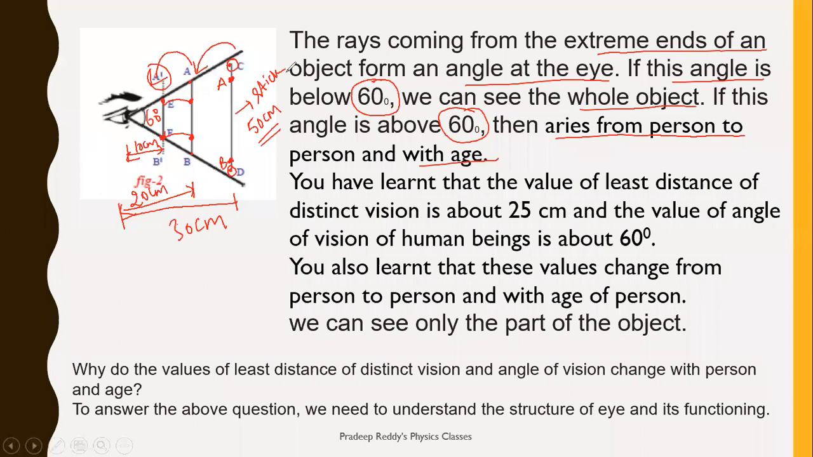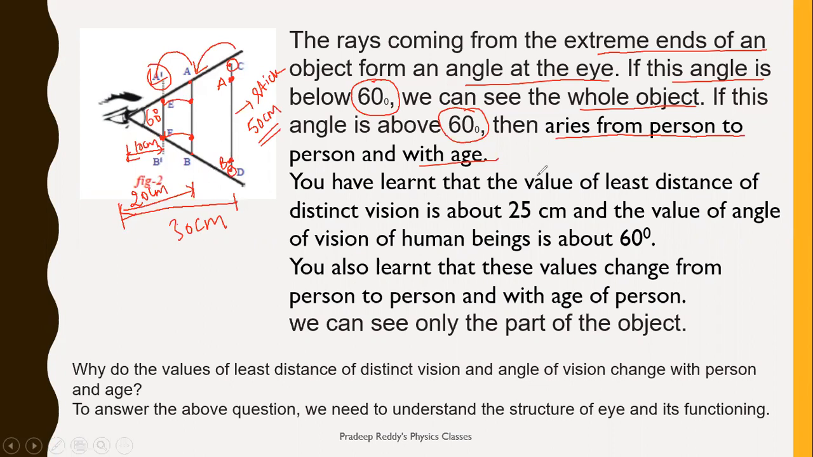And of course, this also varies from age to age and person to person. If a person has a defect in the eye, then even a 60 degree angle is not viewed. It can be 50 degrees. It can be 40 degrees. As your age increases, the angle of vision also changes. Therefore, in such cases, you will have a different angle of vision. Instead of 60, it can be 40 or 20 or like that.